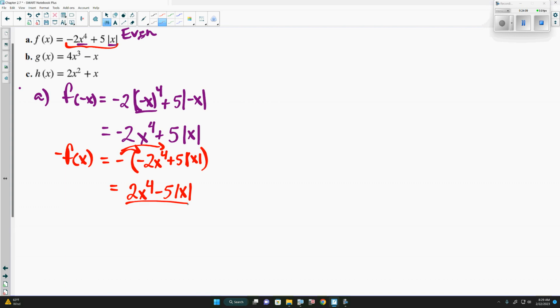No. So we did say the function is even. So what that means for us is that f of negative x is equal to f of x. This is true. But it's not odd because negative f of x is not equal to what?